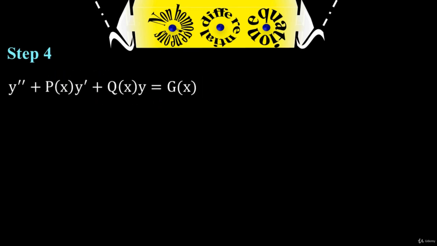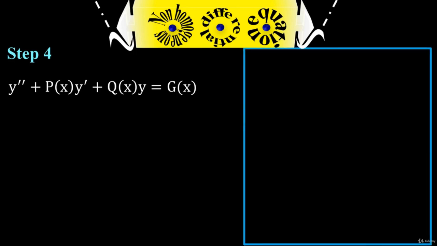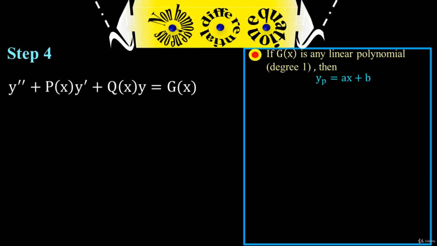From a typical second order non-homogeneous differential equation, y double prime plus p of x times y prime plus q of x times y equals g of x, let me show you the conditions here. Number 1, if g of x is any linear polynomial of degree 1, then I'm going to use this equation. Let's suppose g of x is any linear polynomial of degree 1. It means that the power of the variable is 1, like x, 2x, x over 2. Pick this characteristic equation, y sub p equals ax plus b.